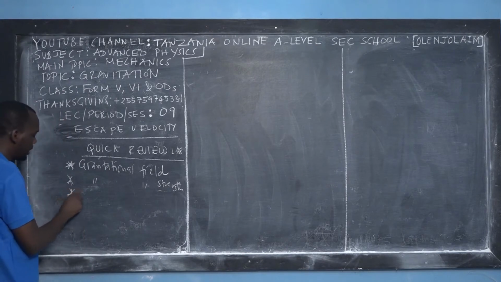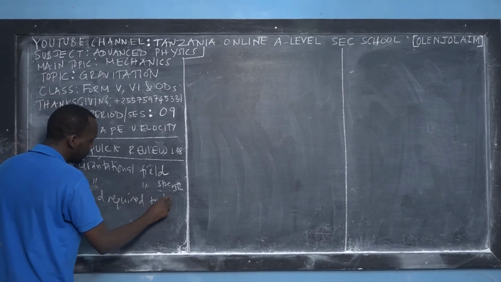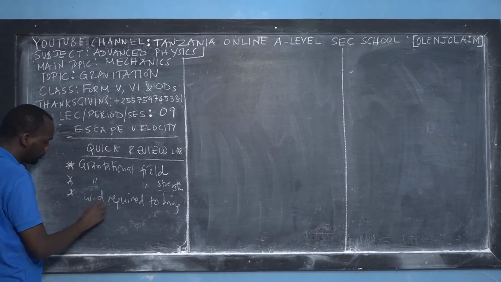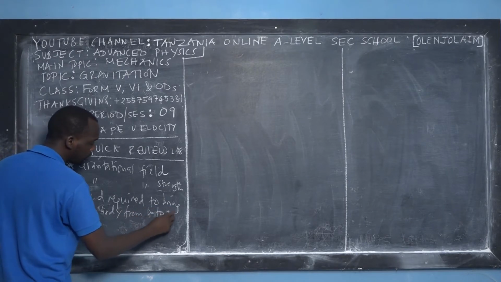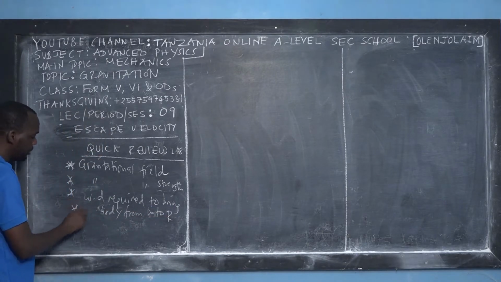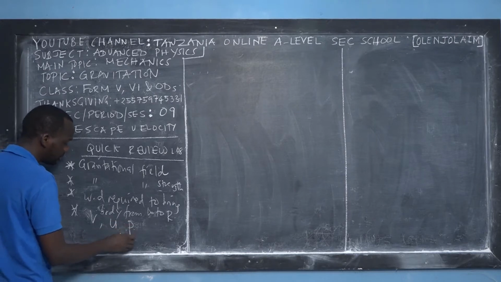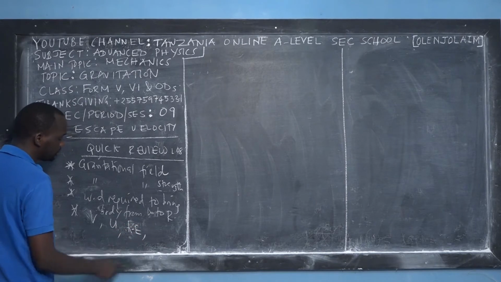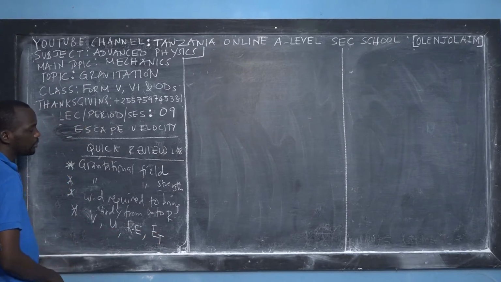Again, I told you about the work done required to bring a body from infinity to the point, meaning to R. Hence, I told you about gravitational potential, which is V, and gravitational potential energy, which is U. I also told you about kinetic energy, the total energy, and the relationship between kinetic energy and the gravitational potential energy.